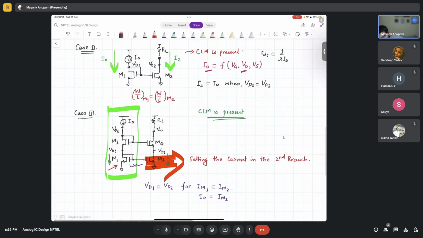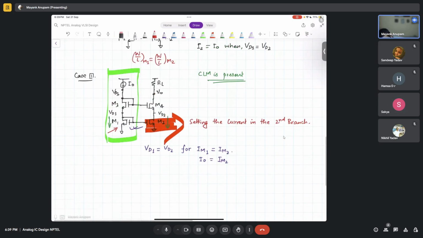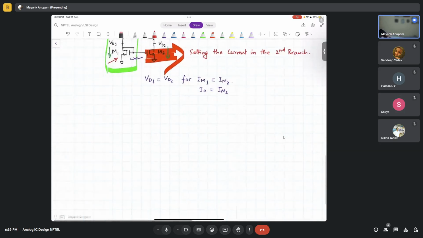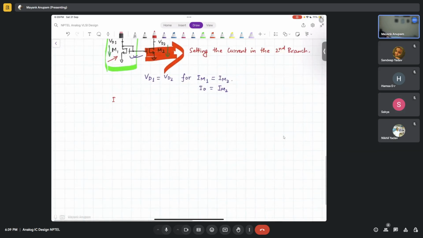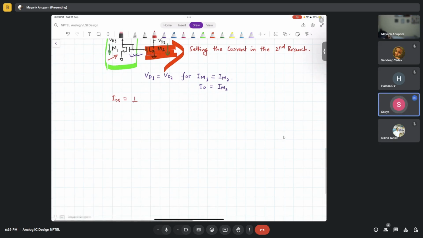In any condition, you know that the current through a MOSFET, when channel modulation is present, is what? So IDS is equal to what? So you are saying that if we change the VD2, then the channel length modulation condition will be changed, and that's why the current will not be the same. So this is something which you know, right? Lambda VDS, isn't it?